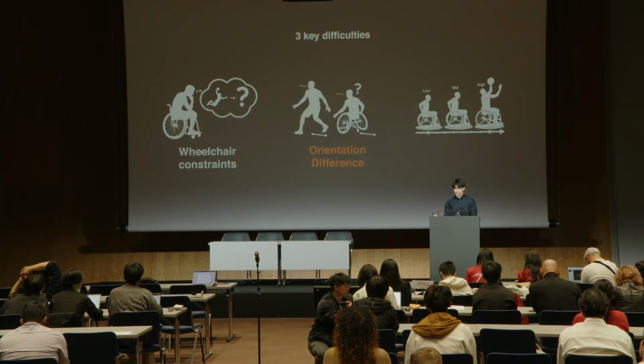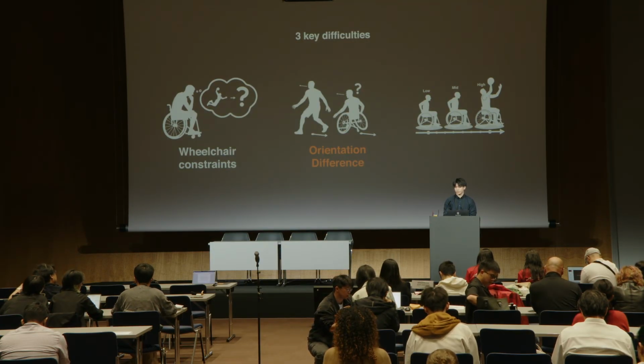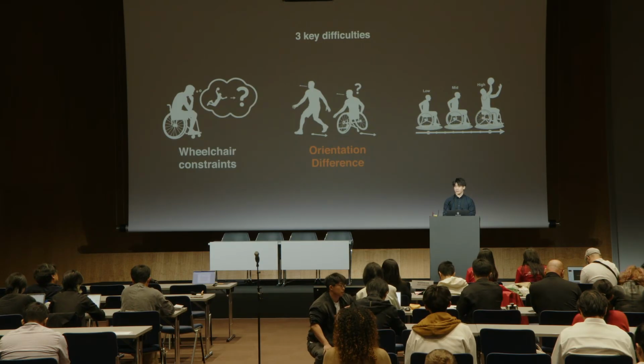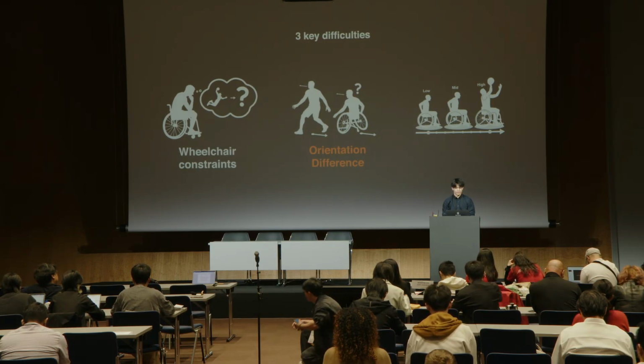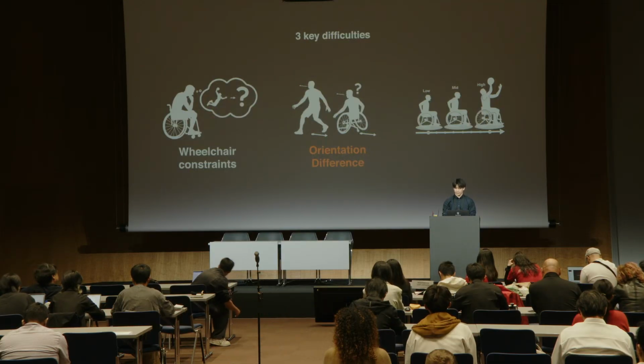The second one is interpreting body orientation from stand-up basketball in a wheelchair context. In stand-up basketball, body orientation does not always match the movement direction, but in wheelchair basketball, orientation is closely tied to movement. This makes it difficult for players to interpret directional cues from the video.